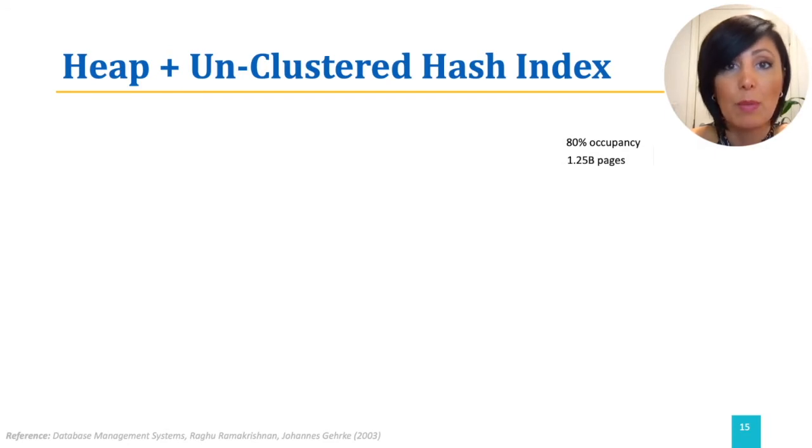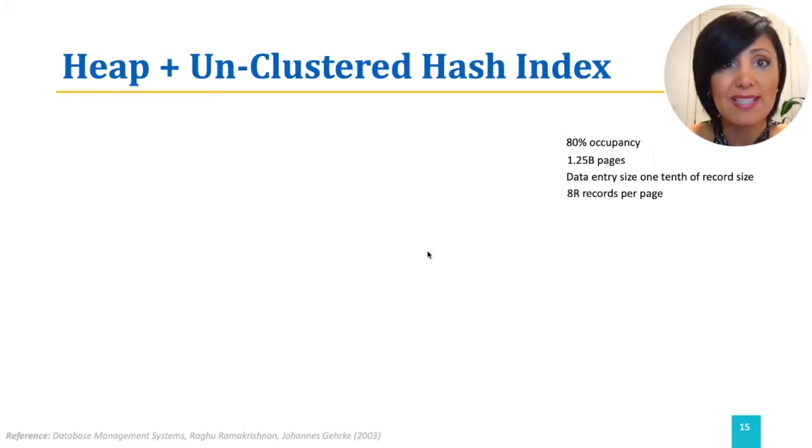Again, we make the assumption that the size of data entries in the index file are 1/10 of the size of actual data records. Using the 80% occupancy and 1/10 of length of data records, the number of data entries on a page will be 10 times 0.8, which is 8R. Now, let's use these assumptions and calculate the costs.